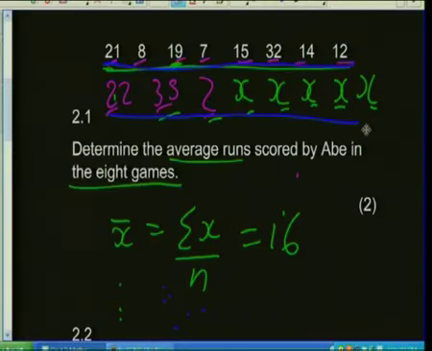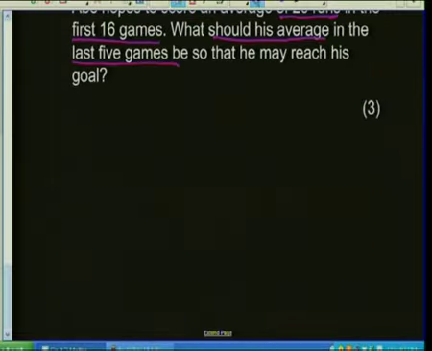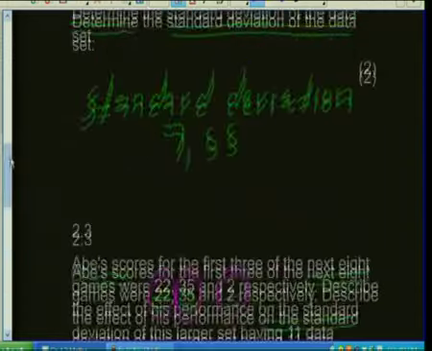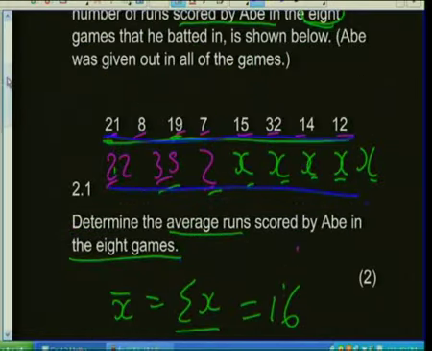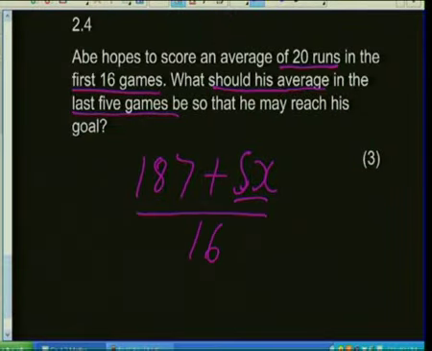So I must add 187 plus 5x, because there are 5 more games. Let's see how many games we have in total: 1, 2, 3, 4, 5, 6, 7, 8, 9, 10, 11, 12, 13, 14, 15, 16. So this over 16 must give me an average of 20.